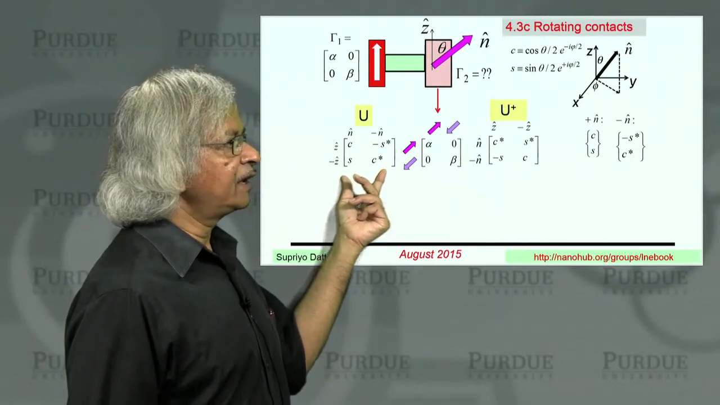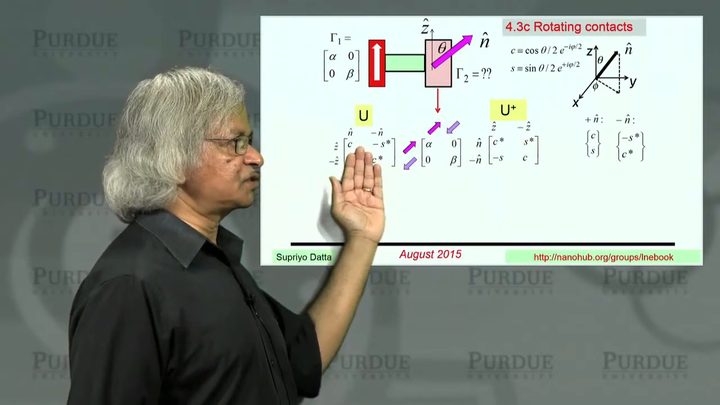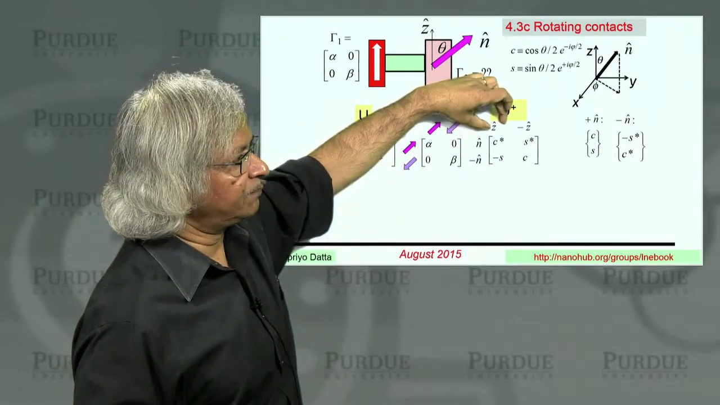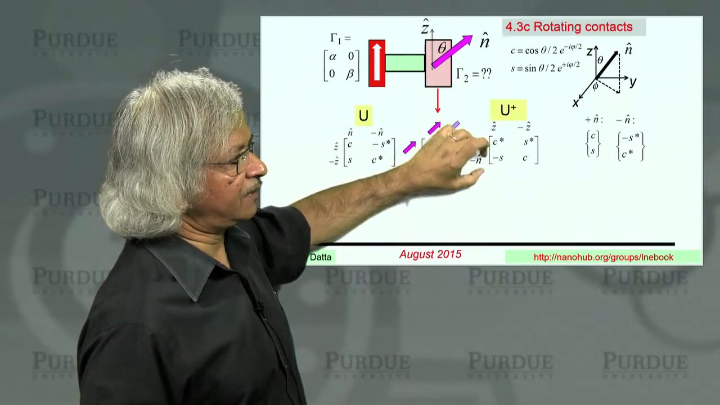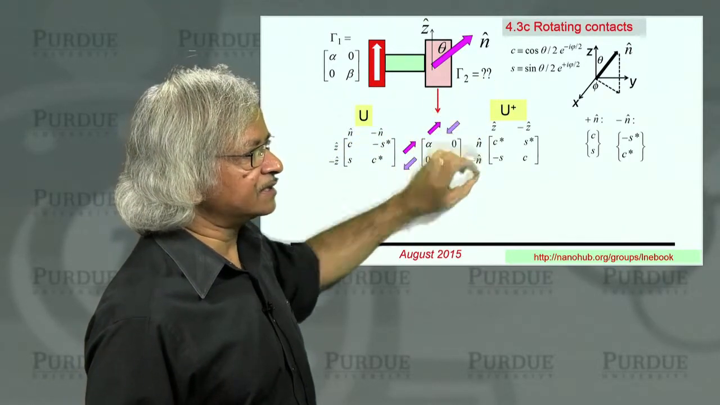And the way you do this similarity transformation is, you put U here and you put a U dagger there. This is the conjugate transpose of this one. It also represents what plus z is in terms of plus n and minus n, and what minus z is in terms of plus n and minus n.